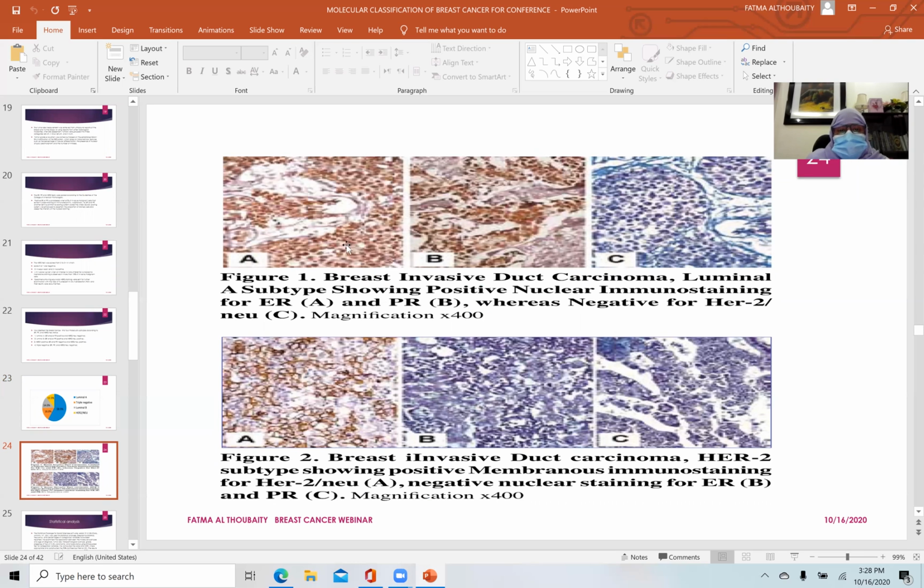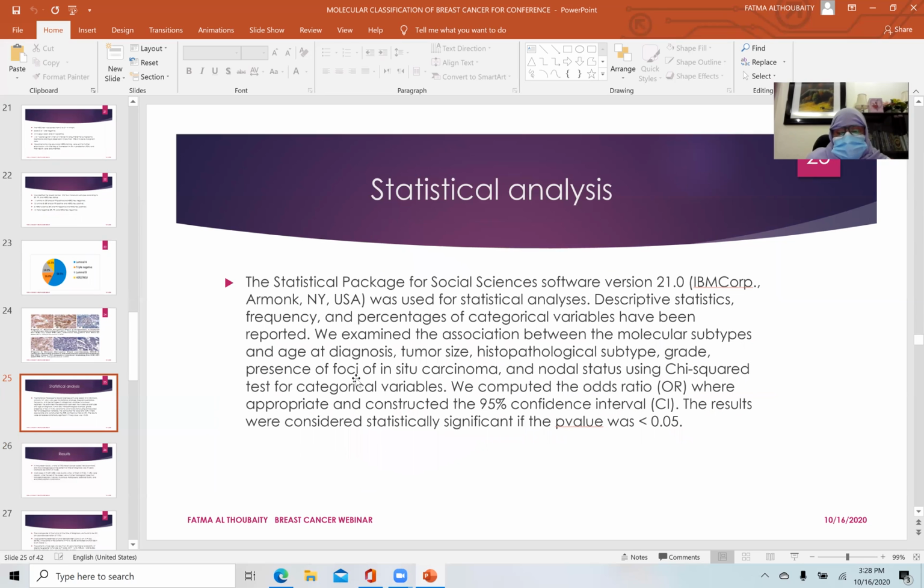We can see in this pathological specimen ER-PR positive staining and HER2 here negative. Here is HER2 positive staining and PR negative staining. ER-PR negative staining. We use Statistical Package for the Social Sciences software version 21.